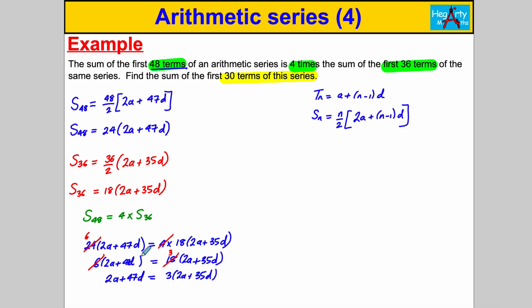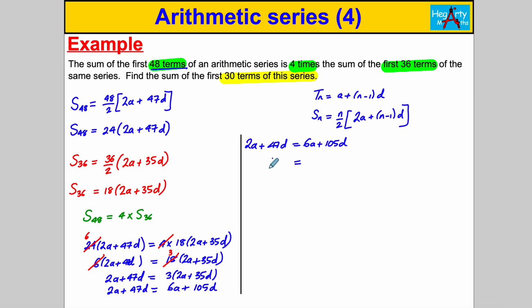Now, that's dead useful because I could have expanded out and got massive numbers, but just by pausing and seeing what I could cancel first, the numbers are much smaller. So expand out the right-hand side, 2a add 47d is going to be equal to 6a add, well, 3 30s is 90, 3 5s is 15, 90 add 15 is 105d here. Now, I'm still not done, unfortunately. I've still got a lot of work to do here. I have that at the moment 2a add 47d is equal to 6a add 105d.